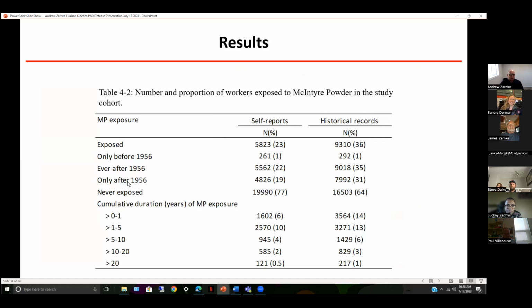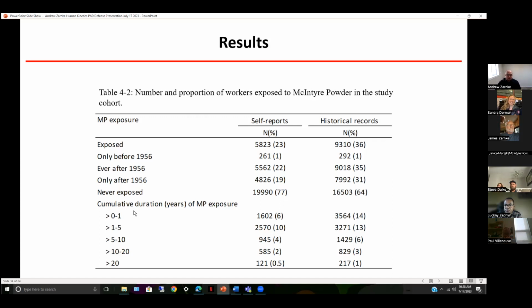And then I'll briefly describe that we also decided to stratify our analysis by the year 1956. 1956 was a significant date where the method of manufacturing McIntyre powder changed. They tried to optimize the manufacturing of McIntyre powder to be much smaller in particle size. So we thought it would be interesting to see if there was a more robust or more significant result looking at only people exposed to McIntyre powder after 1956.